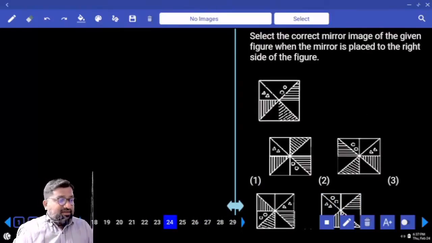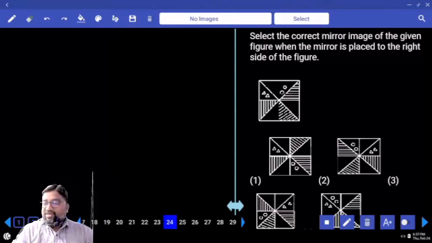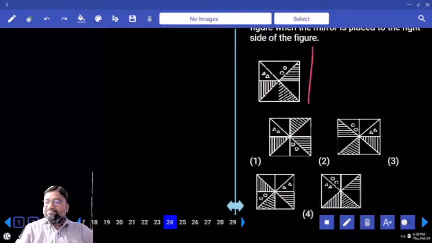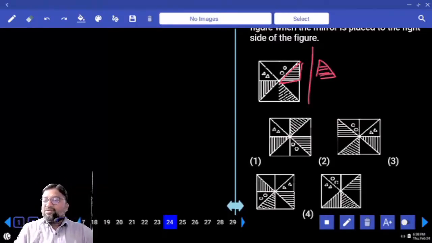What's here? The image is not that clear here, but we'll try to get this question. Select the correct mirror image of the given figure when the mirror is placed to the right side of the figure. Mirror is placed to the right side. Come on, tell me what is the answer. Second option. 100% guarantee second option. Simple, go. This triangle undi kada. It will look something like this, but you will have all horizontal lines. There is only one option. That's second option.